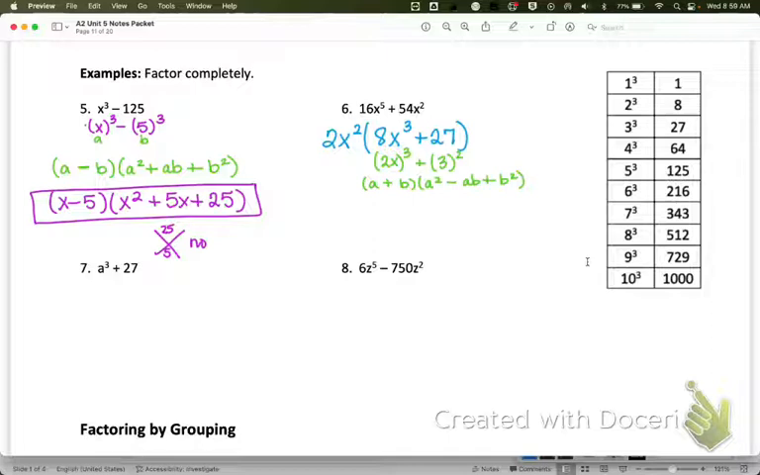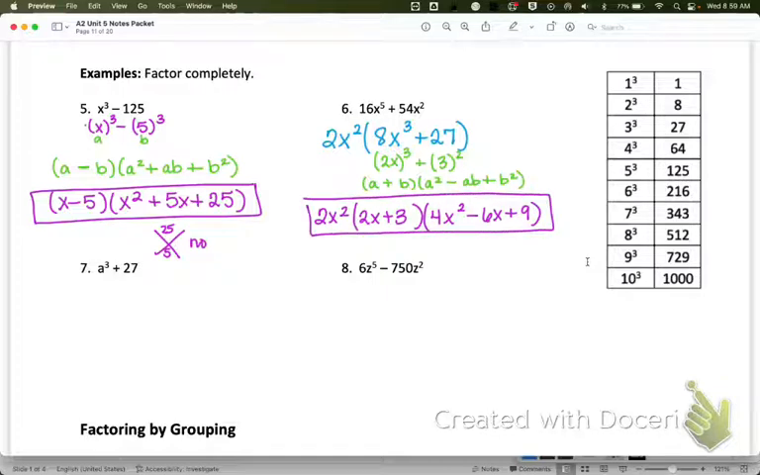So let's plug it in. Don't forget our 2x squared. 2x squared is still there. So now a plus b is going to be 2x plus 3 times 2x squared. Remember, you have to square the 2 and the x, so we get 4x squared, minus 2x times 3, which is 6x, plus 3 squared, which is 9. And that is our factored completely polynomial.